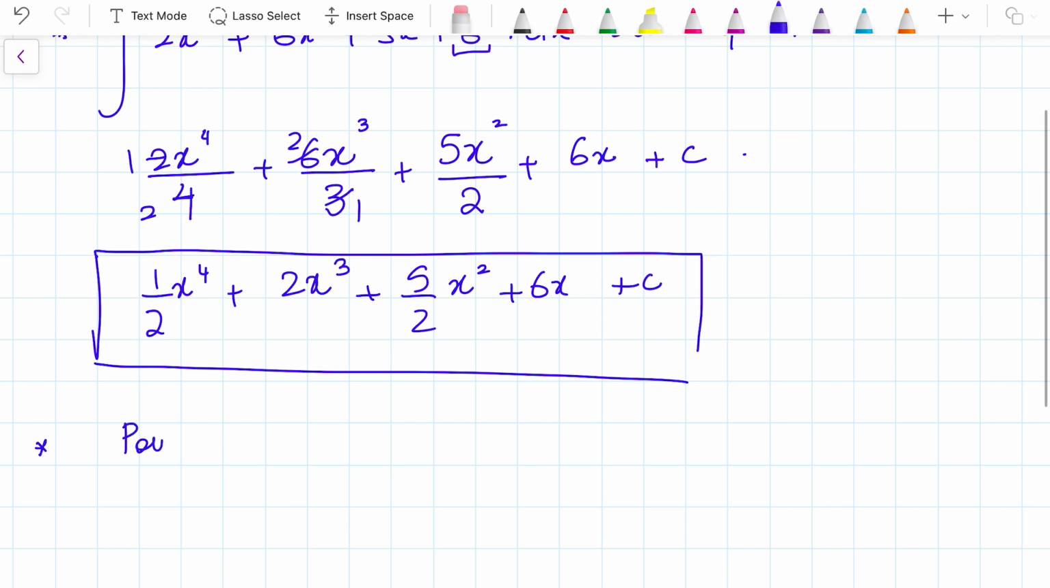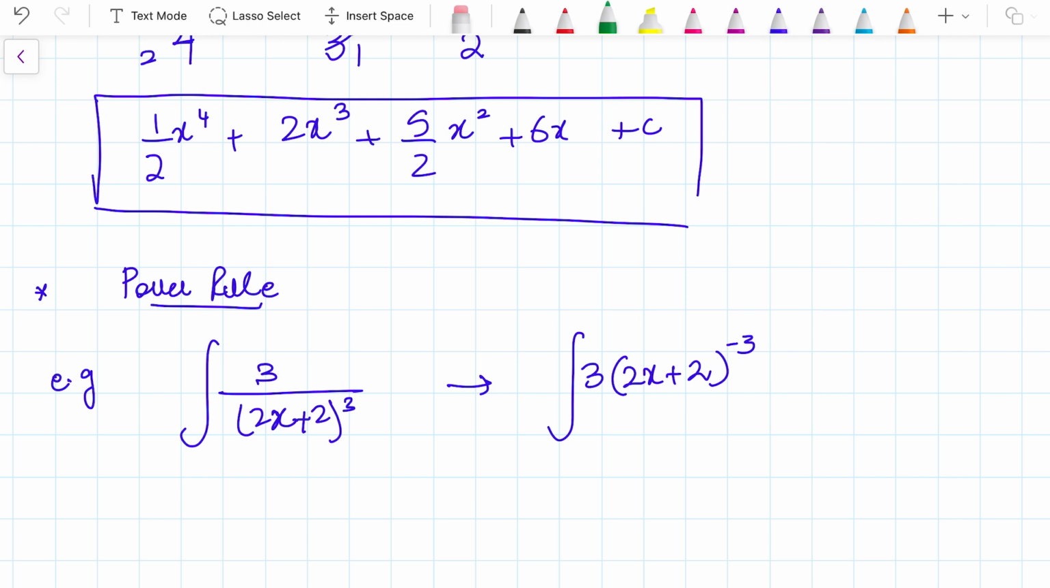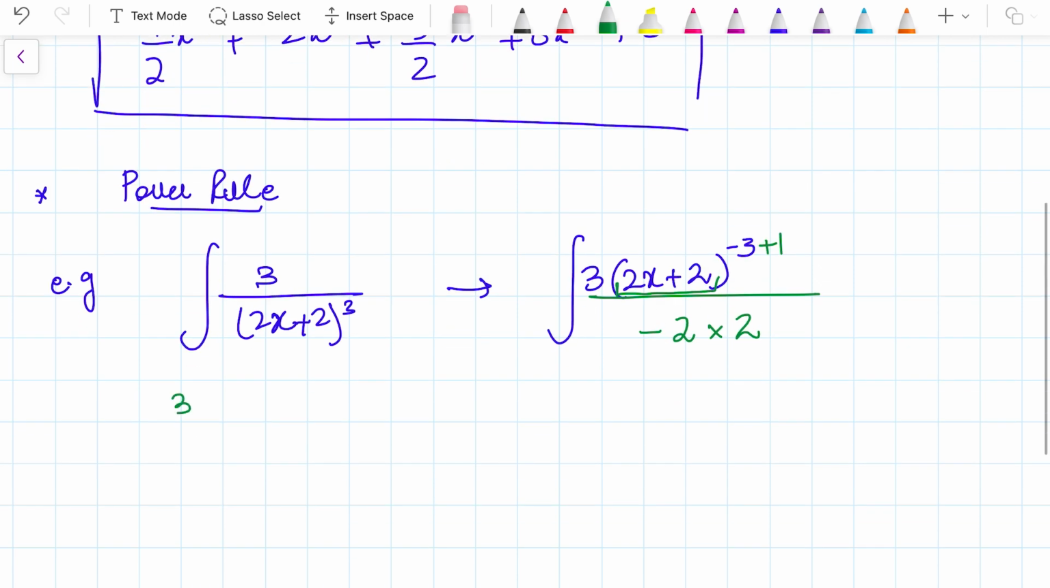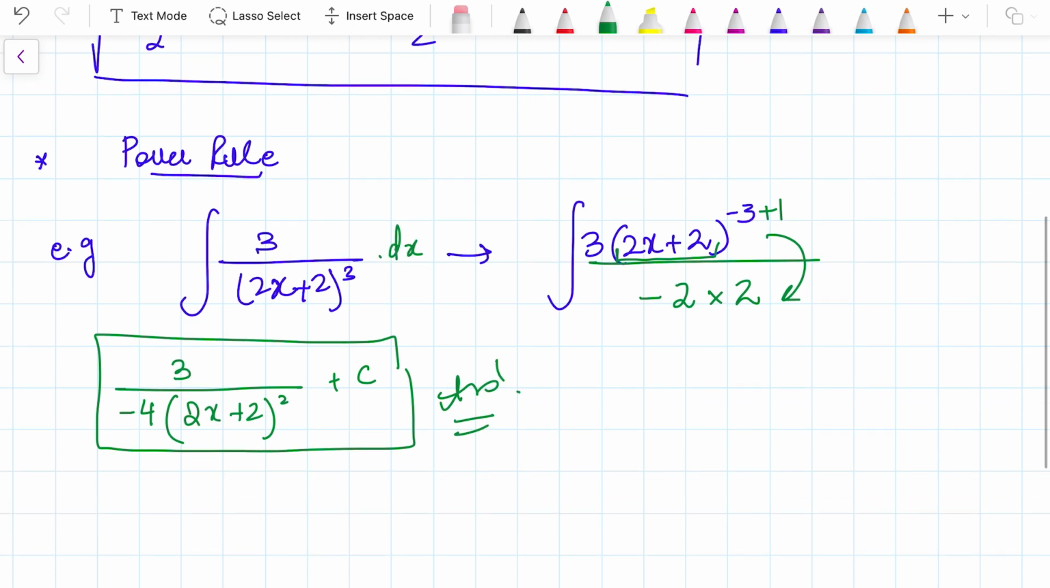Now next, power rule of integration. Power rule of integration means, for example, 3 upon (2x plus 2) to the power cube. So we take the expression up in the numerator with the power minus 3. Now add 1 to the new power divided by new power into the differential of the inside expression. So it becomes 3 upon minus 4, and this expression goes back in the denominator and the power becomes a plus 2, and plus c to it. This is going to be my answer. Always write a dot dx because it means you're integrating with respect to x.